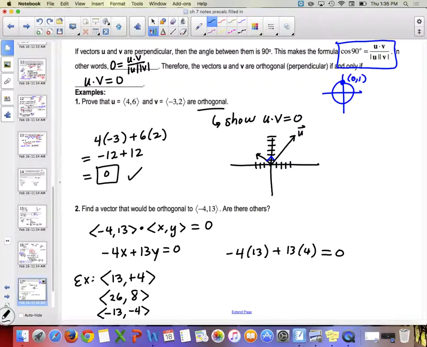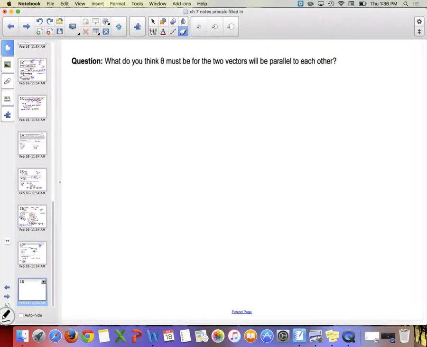Did you do 0, 0? You could do 0, 0, but I would usually say a non-zero vector. It's not really orthogonal. The vector 0, 0 has no length to it, so it's like a point. Does that make sense? It is a point. So we don't typically say 0, 0.